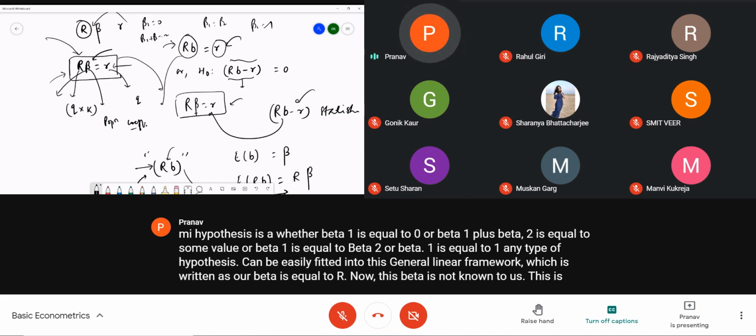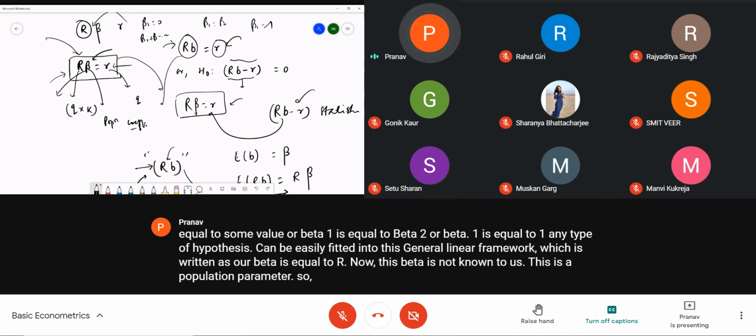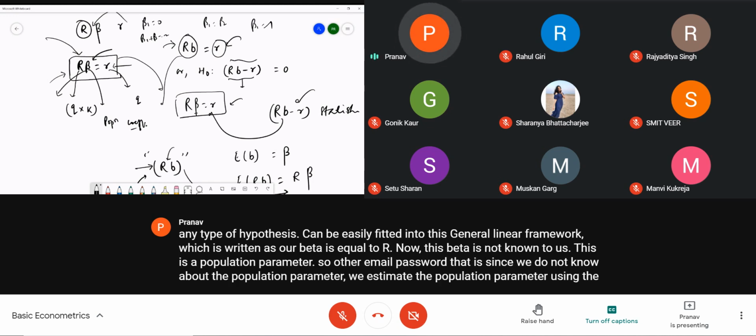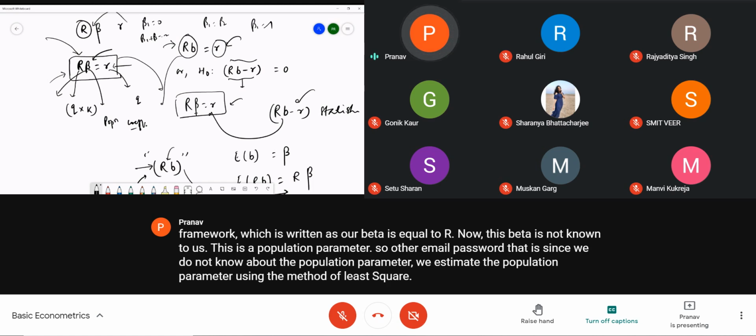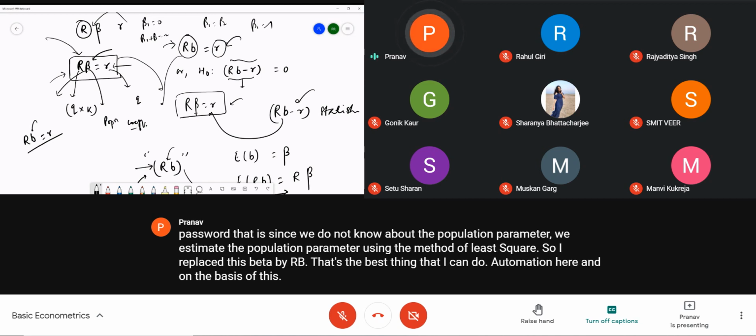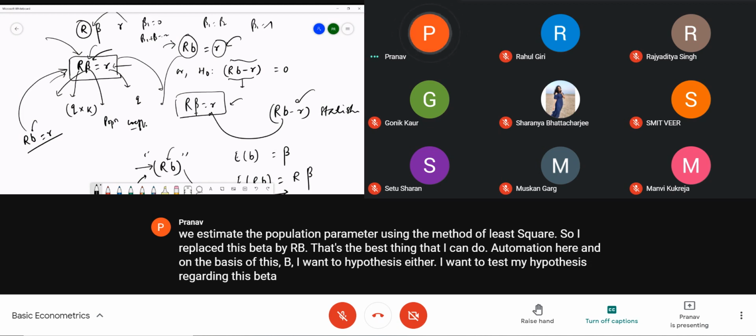This is a population parameter. Since I do not know it, that is why we use OLS estimators. That is, since we do not know the population parameter, we estimate it using the method of least squares. So I replace this beta by b. That's the best thing that I can do, I have nothing else in hand. And on the basis of this b, I want to test my hypothesis regarding this beta. Is this clear?